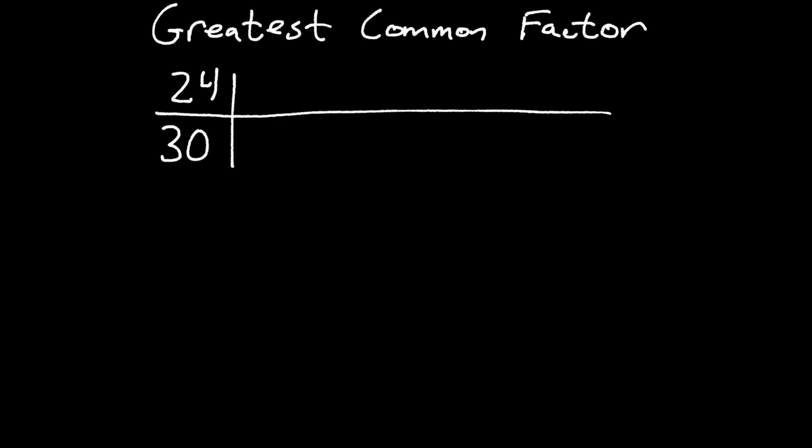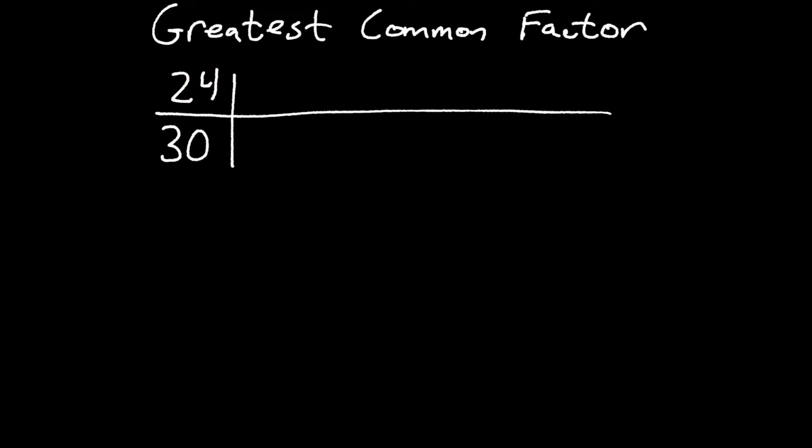Alright, finding the greatest common factor. There's a couple different methods on doing this. I'm going to show you 2 methods here. The first is the method that I learned all the way back when I was going through my own education, elementary school, middle school, and so forth. And it is basically listing out all the different combination of numbers that multiply to what we want.